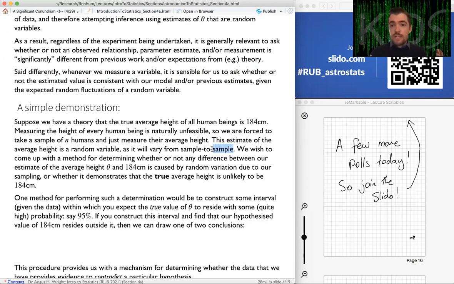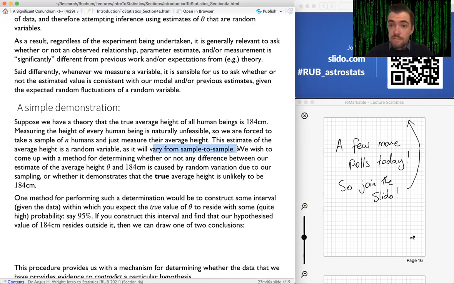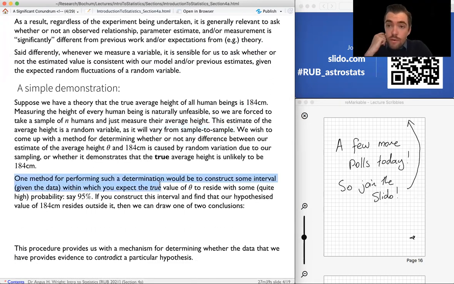And conversely, if you take something that is essentially a sparse sampling of all human heights, then you might get something that's reasonably close, reasonably accurate. And so you want to ask the question, how significant is the difference between my hypothesis and the data that I observe, given that I expect the sample to have variance in it because of the finiteness of it.